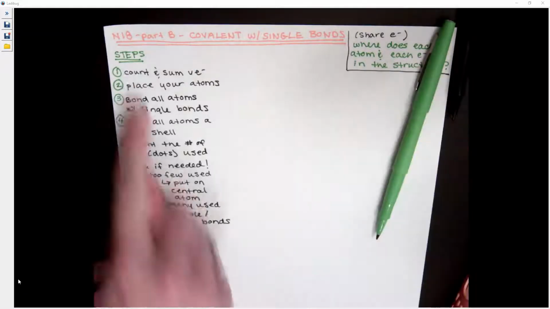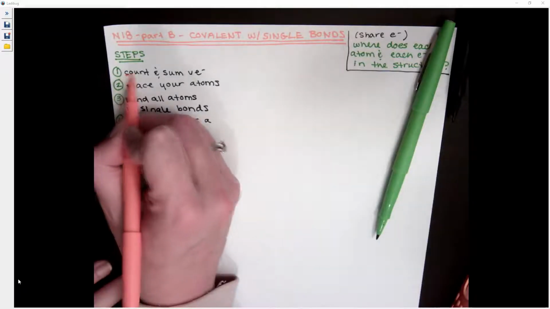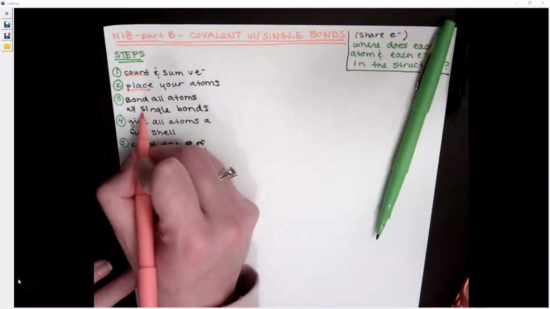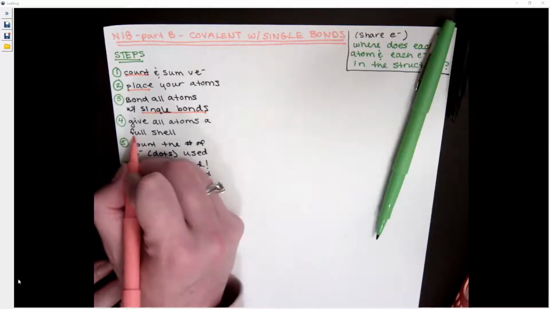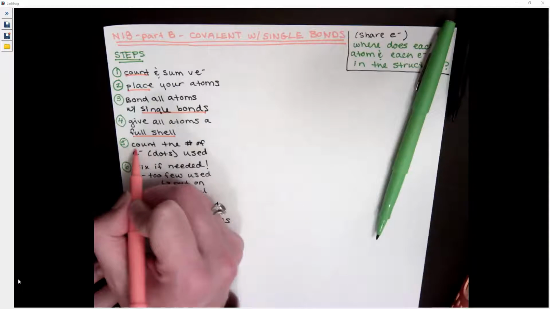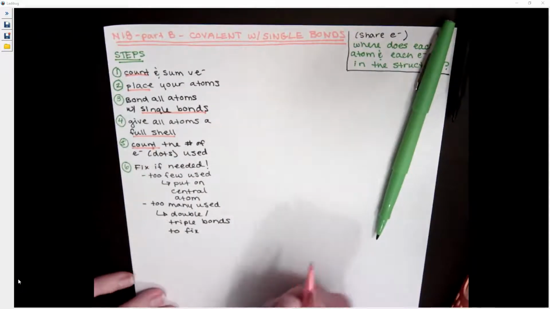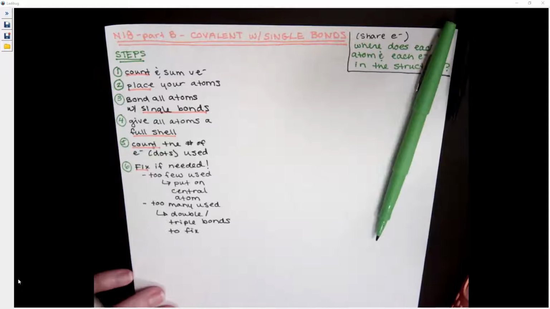So let's go back through here and just highlight the key words. Count, place, single bonds, full shell. Maybe we should say recount. Maybe that would be better, recount. And then fix. Okay, so that's kind of a brief overview.